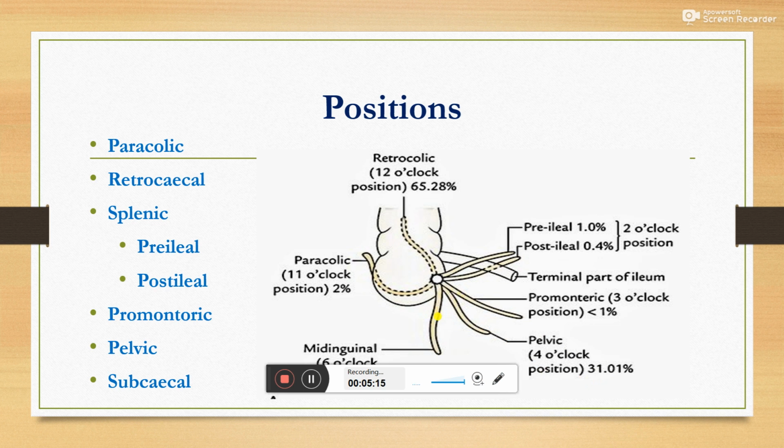The next condition is the mid-inguinal or 6 o'clock position. The appendix passes vertically downwards below the cecum, also called the subcecal condition, and points towards the inguinal ligament. It occurs only in 2% of the cases. So this is all about the various positions of the appendix.